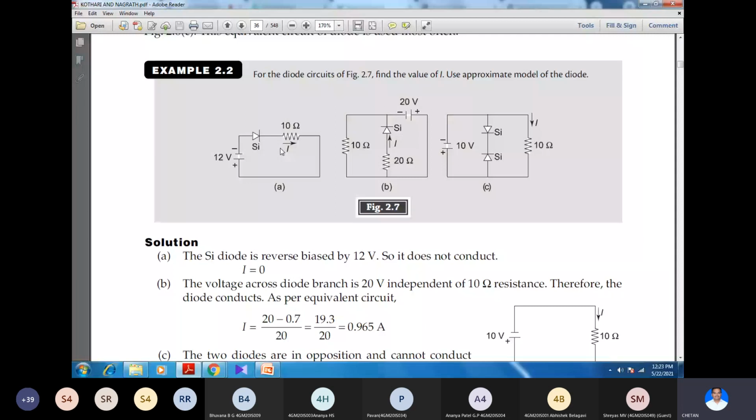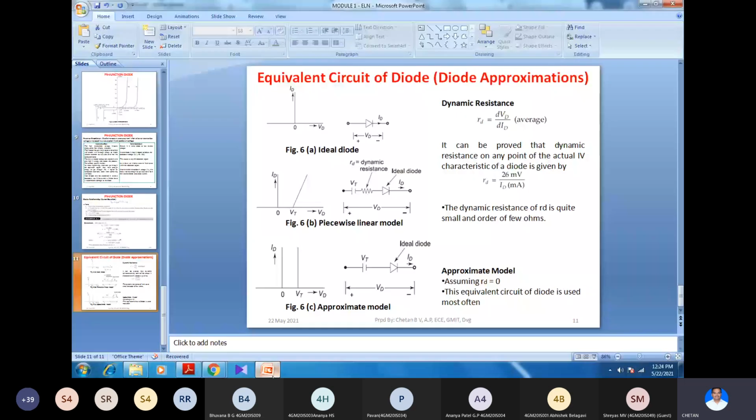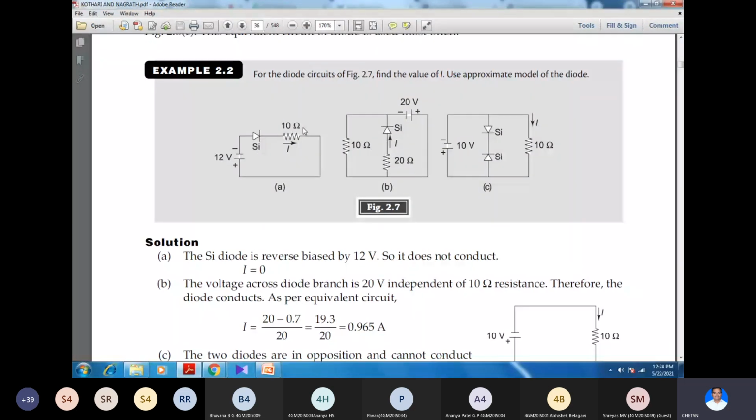What you have to do is find out the value of I. If you clearly observe this circuit, the negative terminal of the battery is connected to the positive terminal of this diode. The positive terminal of the battery is connected to the negative terminal of the diode through this resistor of 10 ohm. So this is actually reverse biased. If you replace that diode with the ideal diode, in reverse bias condition the current I is zero. As it is reverse biased, the current that flows here will be zero.